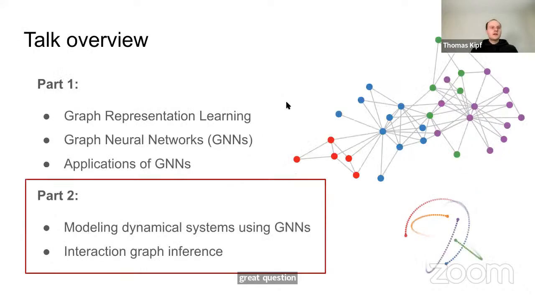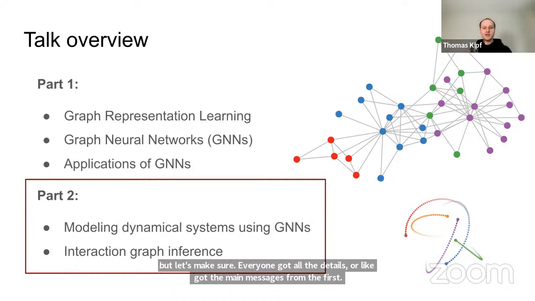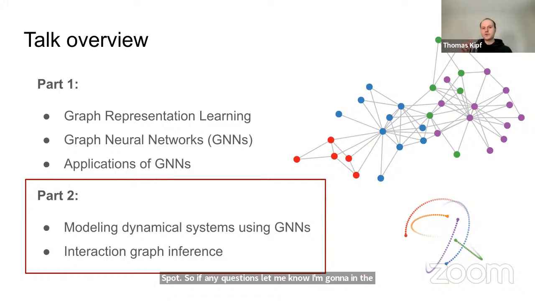Now, I want to briefly still go into the second part of my talk. Because we already had many great questions, I'm going to cut this a bit shorter than I anticipated, but I still want to keep the floor open for maybe some questions. The second part is really just a little cherry on top of the cake that we can dive into if there's enough time. But let's make sure everyone got the main messages from the first part. So if any questions, let me know. In the meantime, I'm going to go to my slides and remove a few for the second part.